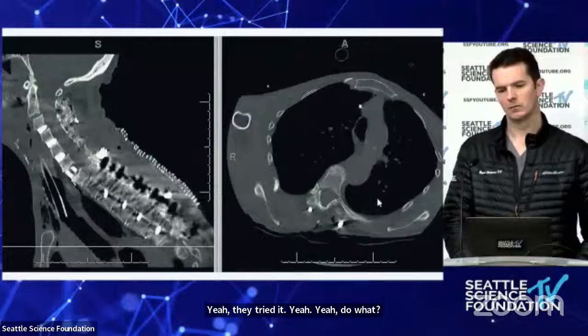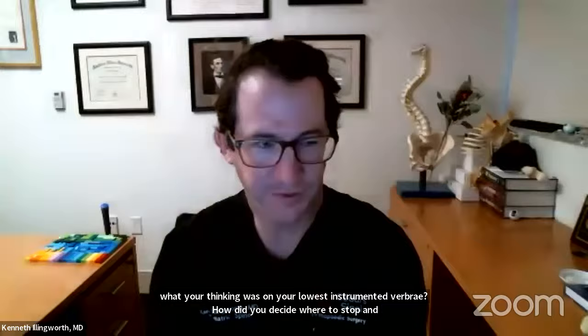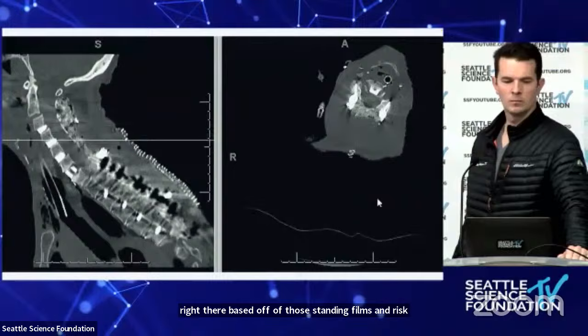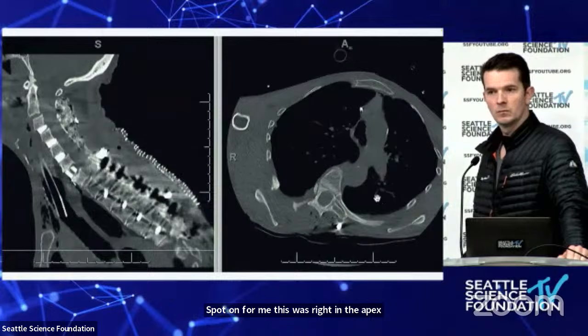Can you tell me what your thinking was on your lowest instrumented vertebra? How did you decide where to stop? Certainly in a child, I would have been deathly afraid of stopping at T6 based off of those standing films and the risk of distal junctional issues later on. Spot on. For me, this was right at the apex of the kyphosis, which you assiduously identified. The hope is that we can get enough mileage out of her, 3 months or so, that we can then do the thoracolumbopelvic completion of the surgery without having to open up the whole neck. So there's a plan for staged.